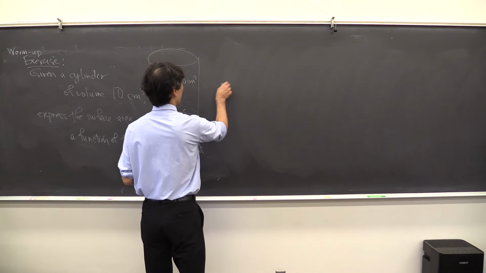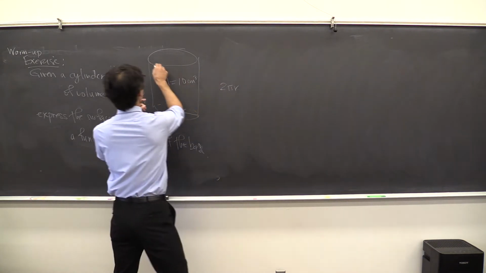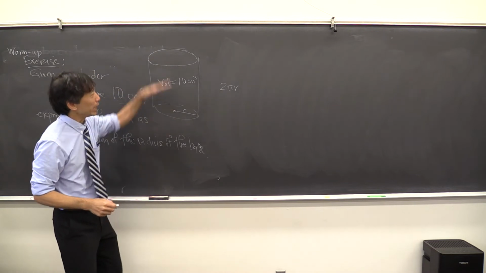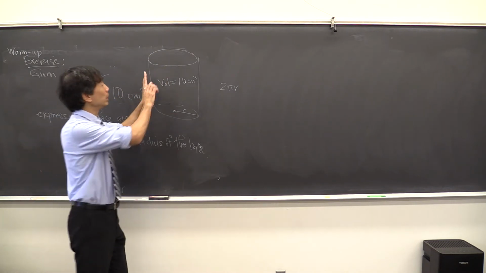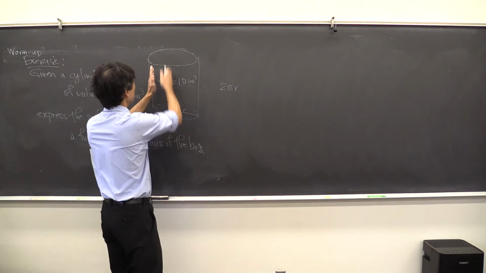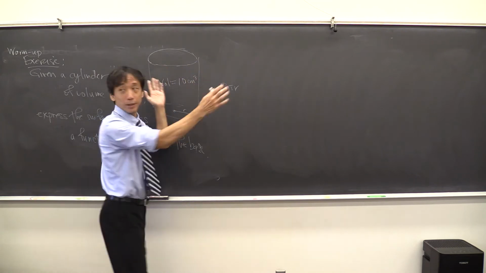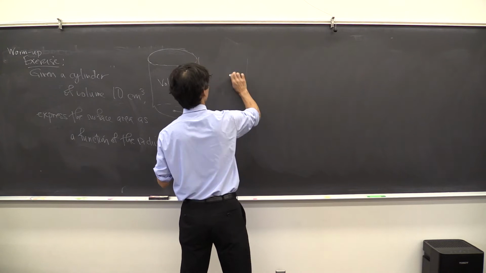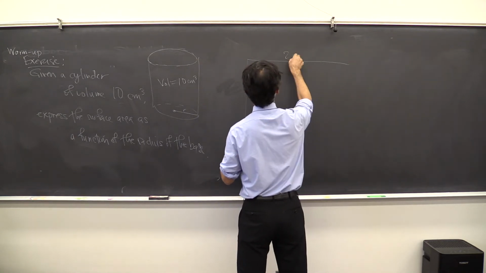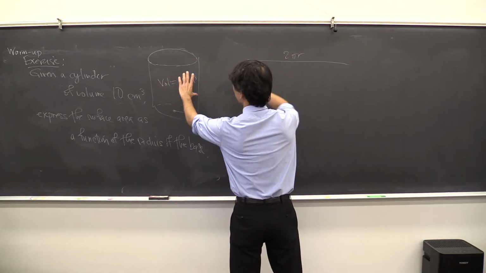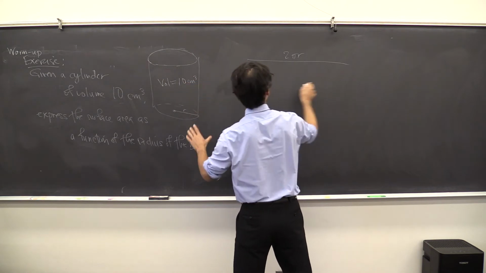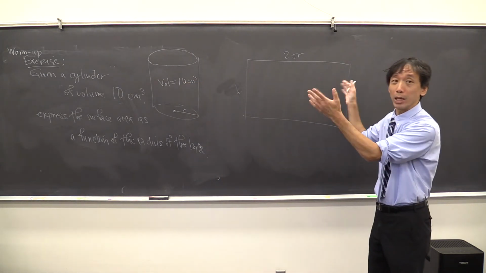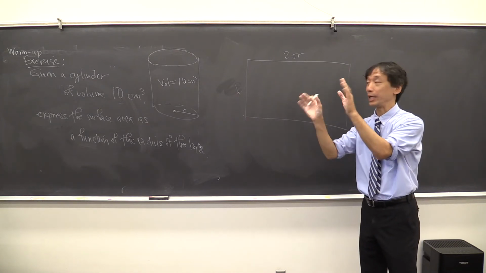So 2 pi r is the circumference here, right? And you multiply that by h. Basically, if you cut the can open and rolled it out, you've got this 2 pi r, the circumference, and you get h. This would be the area of that piece that you roll up to make the outside of the can.